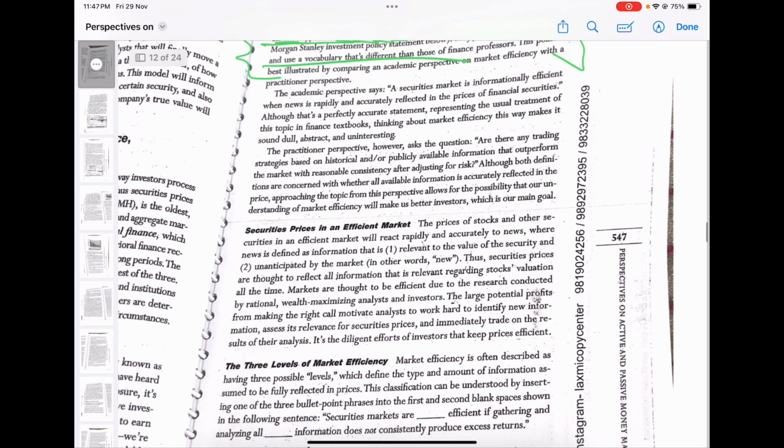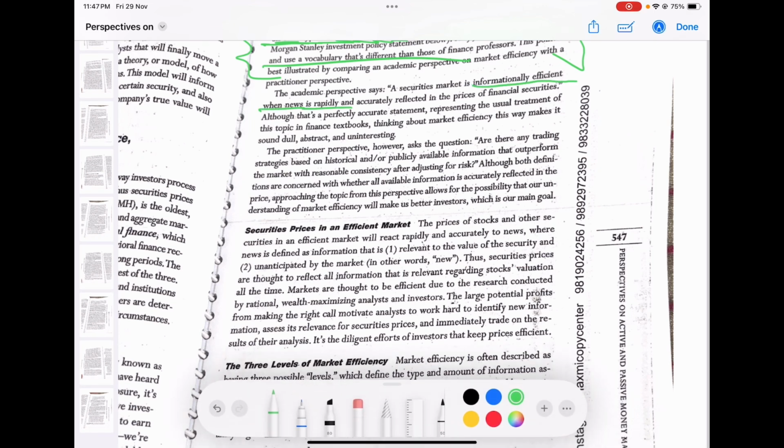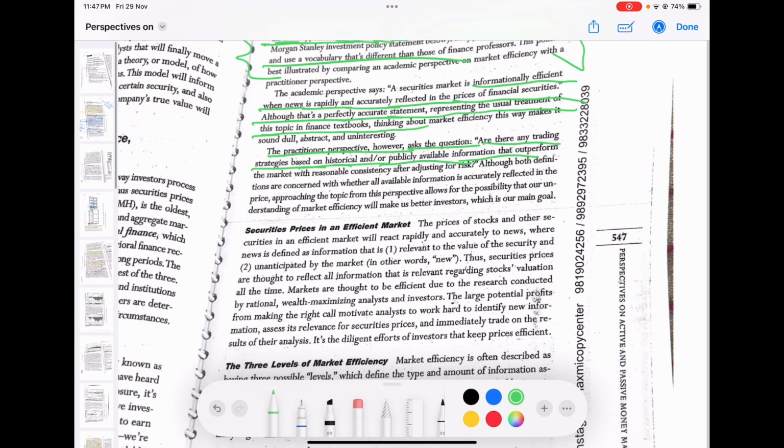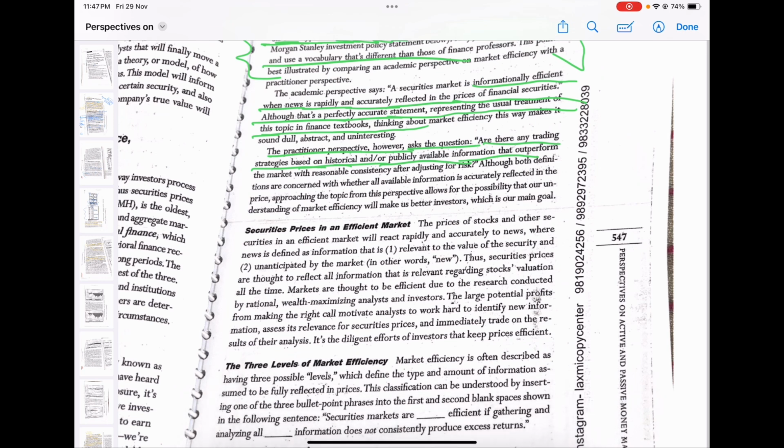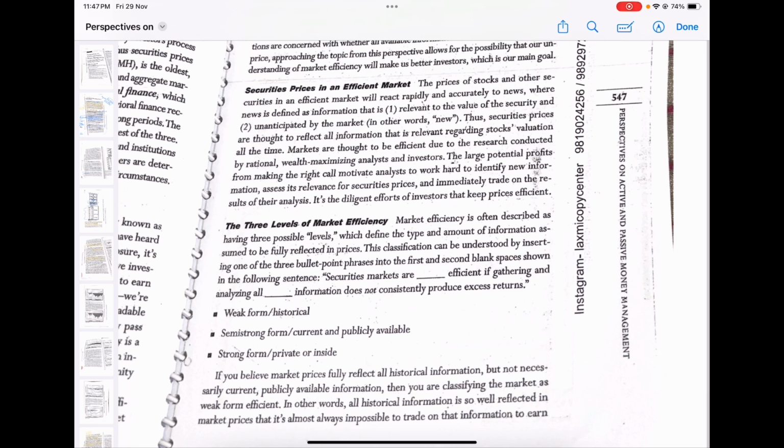Okay. The academic perspective says a securities market is informationally efficient when the news is rapidly and accurately reflected in the prices. Although that's a perfectly accurate statement representing the usual treatment of this topic in finance textbooks, the practitioner's perspective, however, asks, are there any trading strategies based on historical or publicly available information? So for you, you might think that the company is releasing the news statement today, but you really don't know. The market discounts everything, the price discounts everything, which means that the price already knew that this sort of information would be coming into the market.